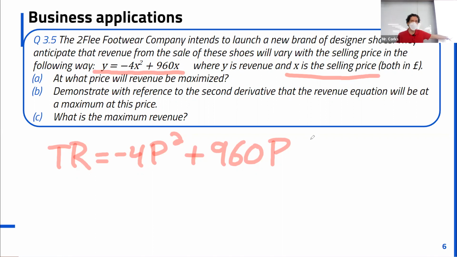Here we don't have a cost equation we're trying to combine it with, so it doesn't really matter. We could work backward and change this to be in terms of Q, but the question gave it to us in terms of P, so we'll just work with it that way. So we want what price will maximize revenue?